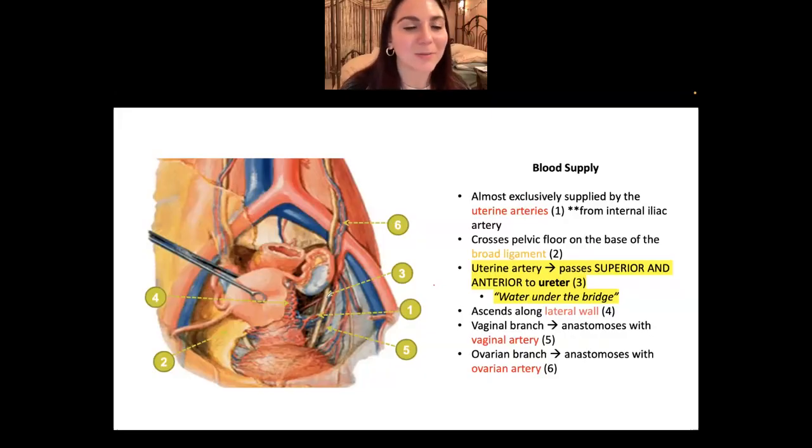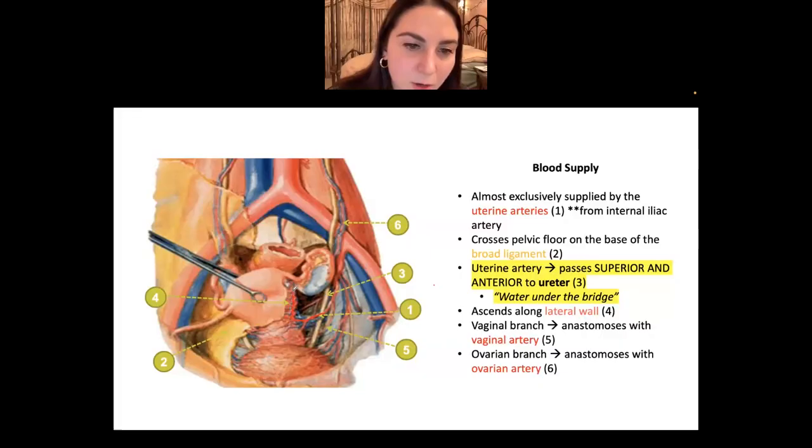They'll show you a picture and ask, is that the ureter? Is that the uterine artery? And you're like, which one was in front? The uterine artery is in front because water goes under the bridge and the uterine artery is the bridge. Okay. And then number 4 is the lateral wall.